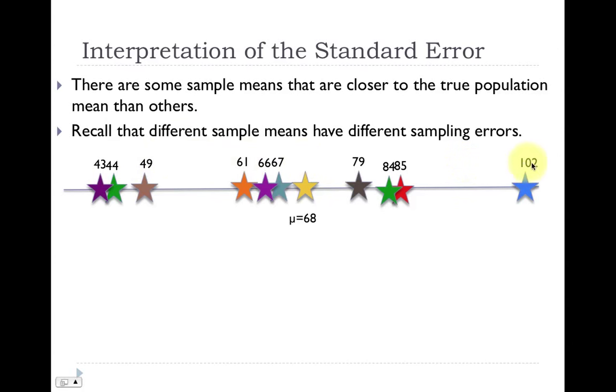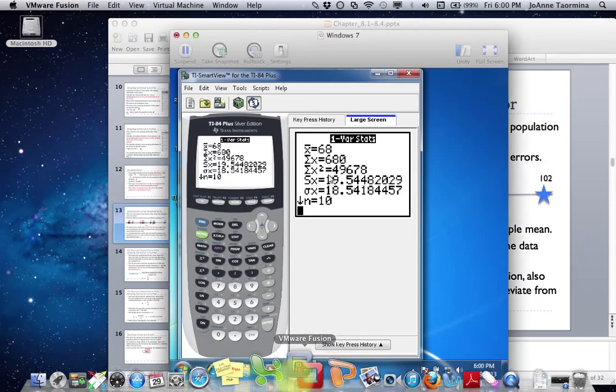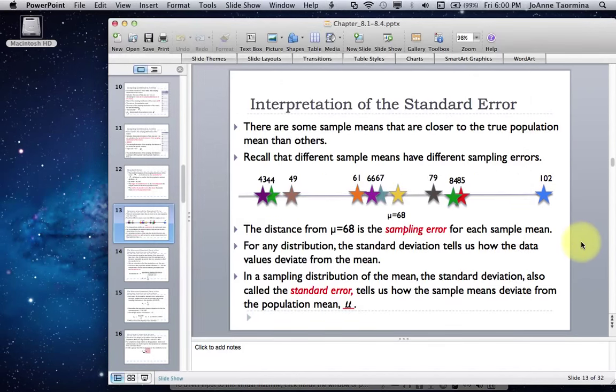Taken together, all of these values have a standard error. Okay, they don't each have an individual standard error, rather each of them, when taken together, have a single standard error, and that came out to be 18.5418.